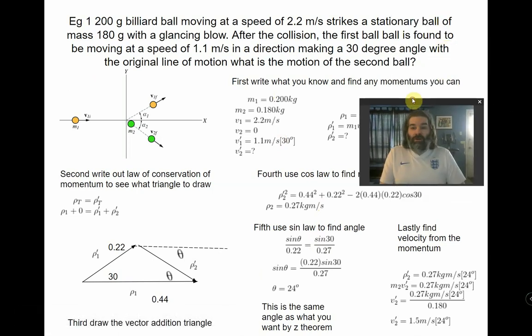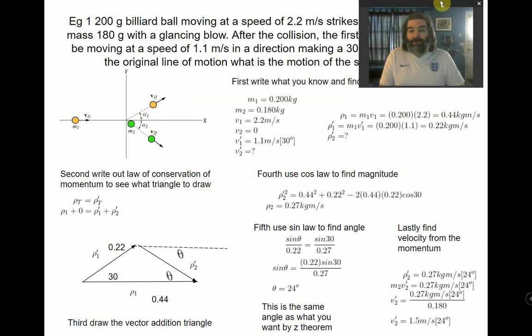You've got a billiard ball moving at 2.2 meters per second with a mass of 200 grams. It strikes another ball that's at rest in a glancing collision. The first ball goes off at 30 degrees from its initial path, with a velocity of 1.1 meters per second, and I want to know what's going to happen to the second ball, because that's how we play pool. It's this ball that I care about, where it's going to go. I just want to make sure this ball doesn't go into the sewer after.